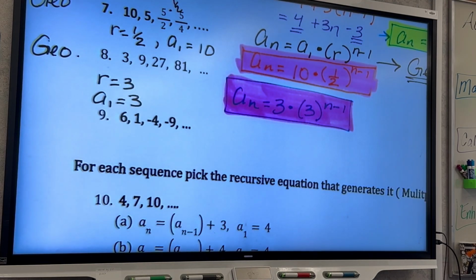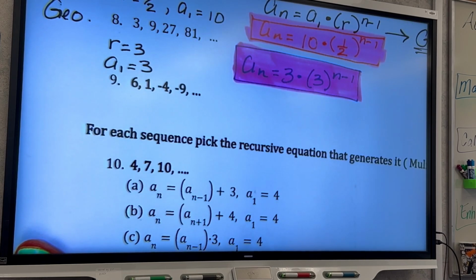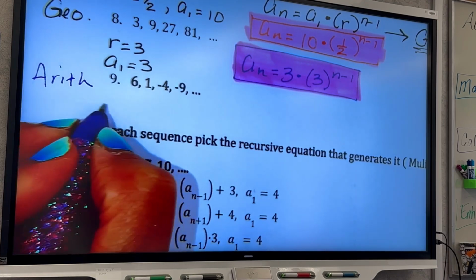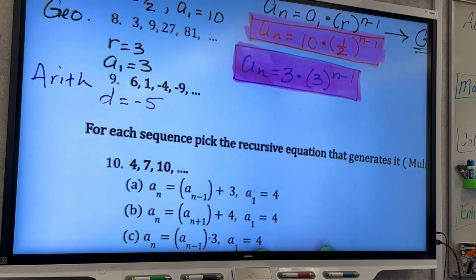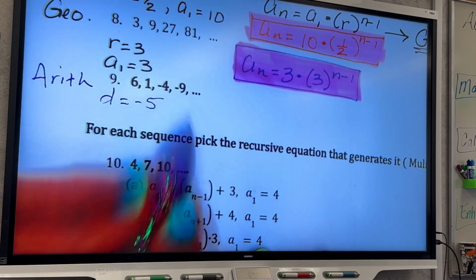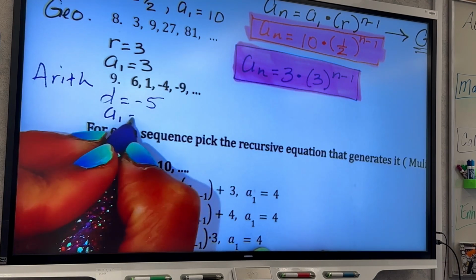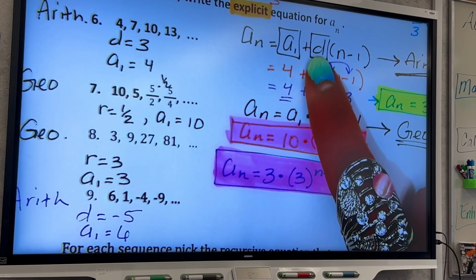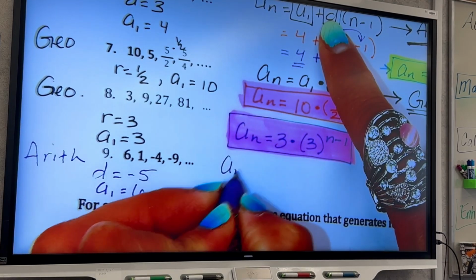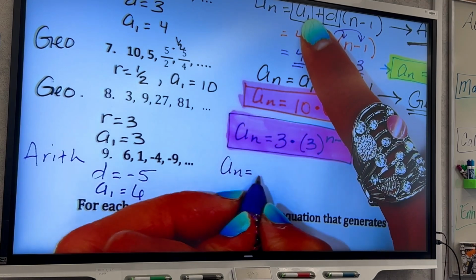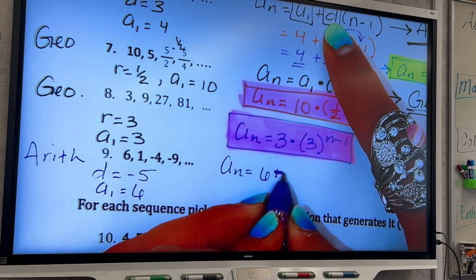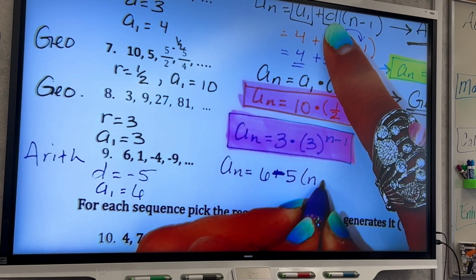Okay. Number 9, arithmetic or geometric? Arithmetic, you're right. What's the common difference? -5. It is subtracting 5. 6 minus 5 is 1. 1 minus 5 is -4. -4 minus 5 is -9. And what is the first term of this sequence? 6. So I'm going to be using this formula again, that arithmetic formula. So a sub n equals, I'm going to plug in a1, it's a 6. Actually, I shouldn't write plus d because the d is a negative number. So I'm just going to change that to a -5 times n minus 1.